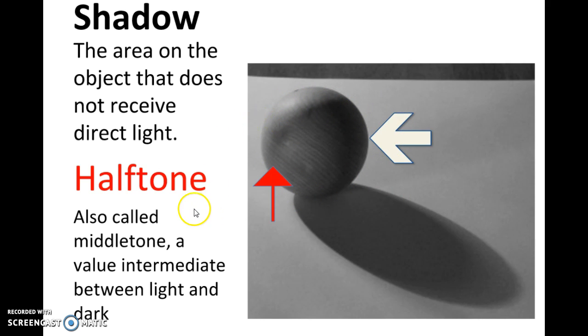We talk about halftone, which could also be called the middle tone. This is the value intermediate between the light and dark. So kind of along here in this area and in some of this kind of lighter area here, we also have some of our reflected light.